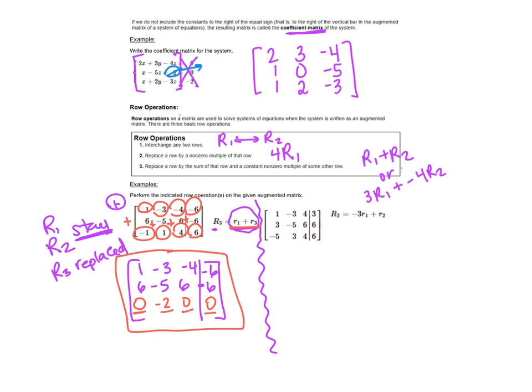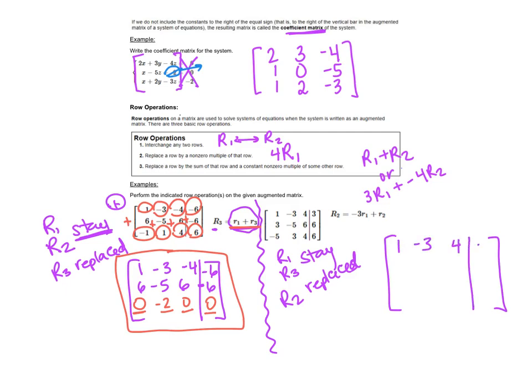Let's look at our next one. In our next example, we are now going to leave row 1 and row 3 alone. They're going to stay, but row 2 is going to be replaced. So I'm going to write down row 1: 1, -3, 4, augmented with a 3. Then I'm going to keep row 3. So I'm going to have -5, 3, 4, and 6.